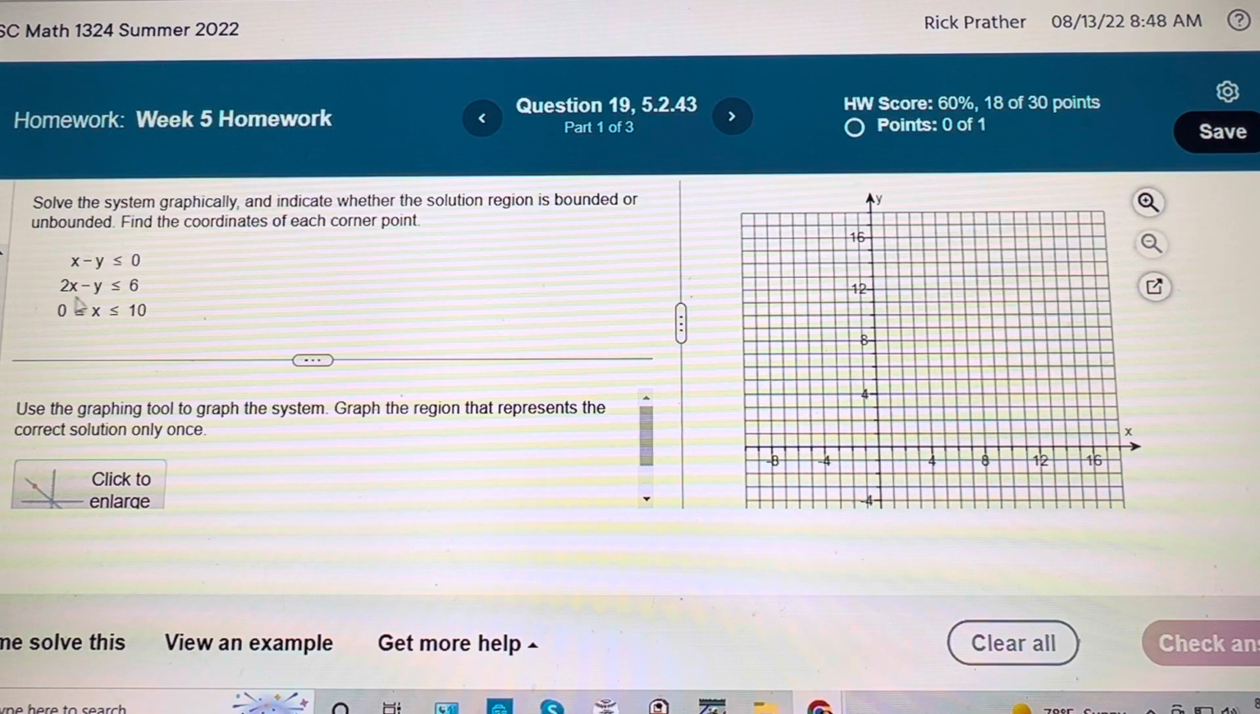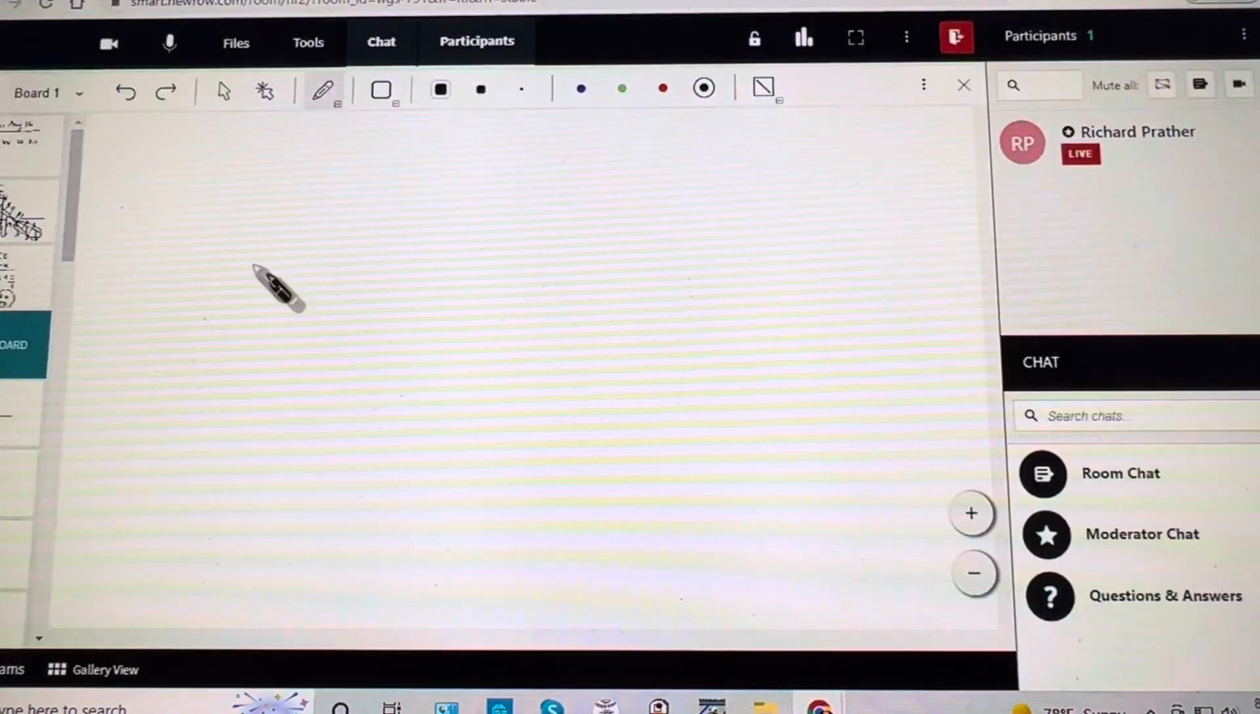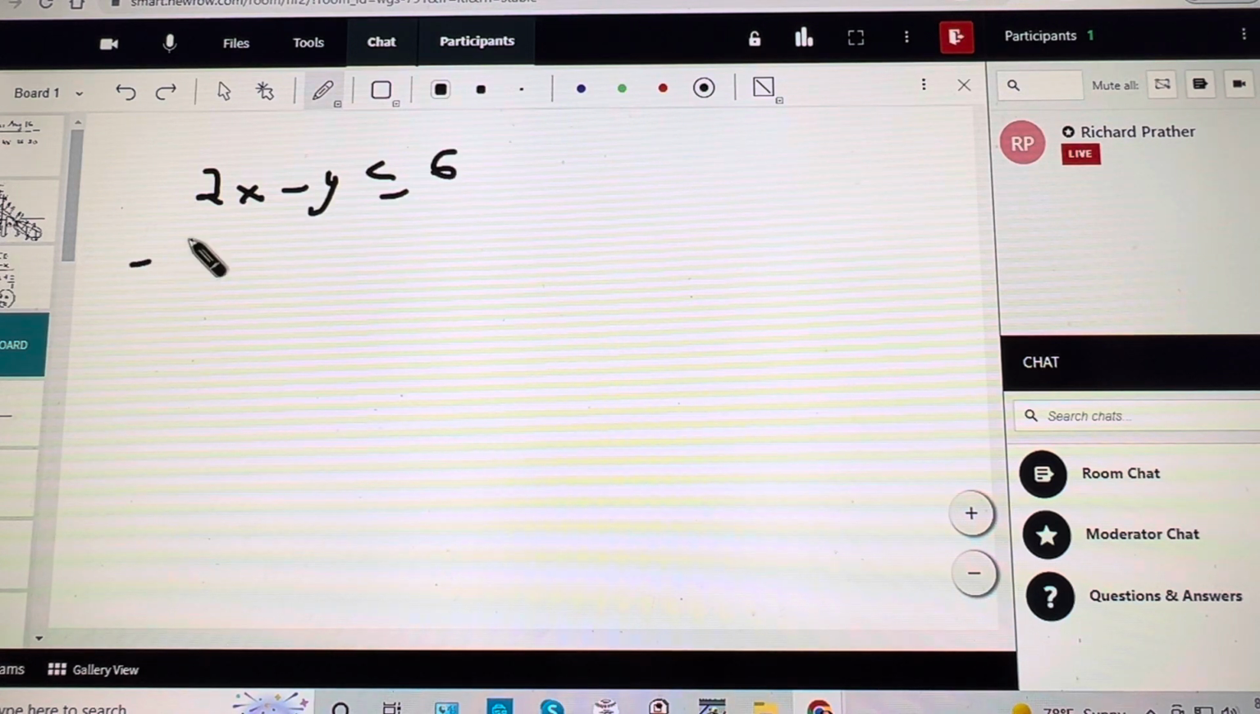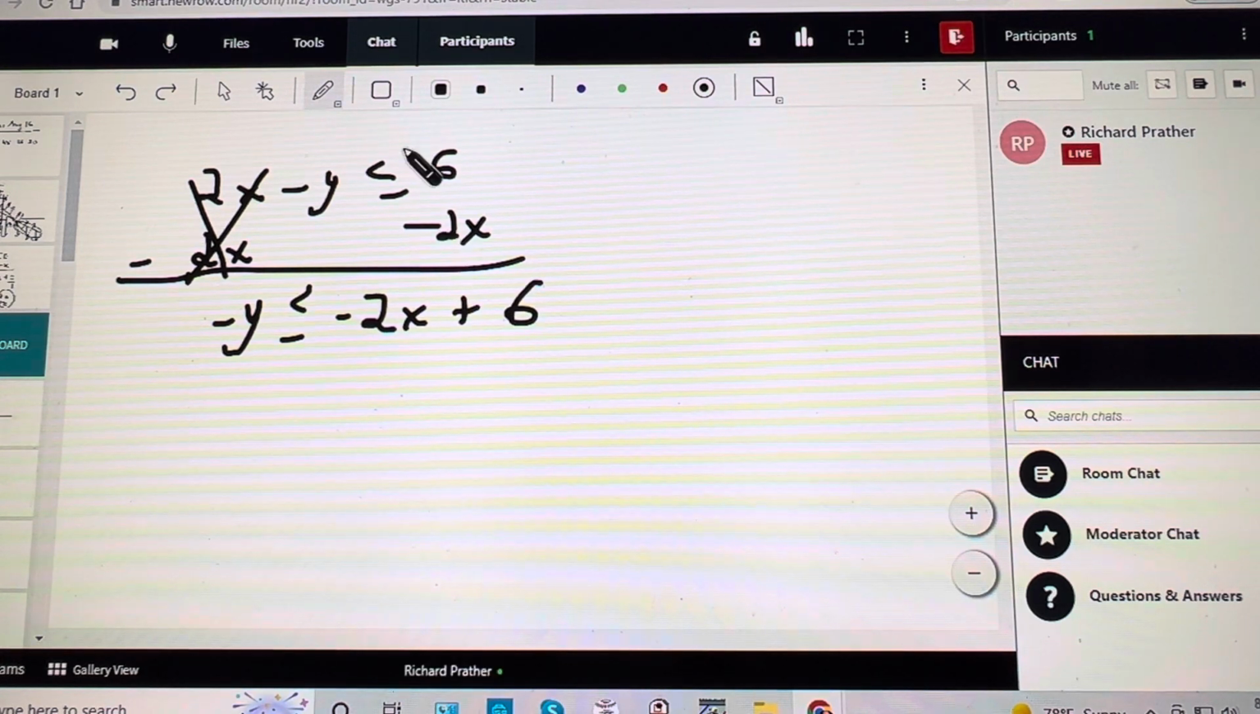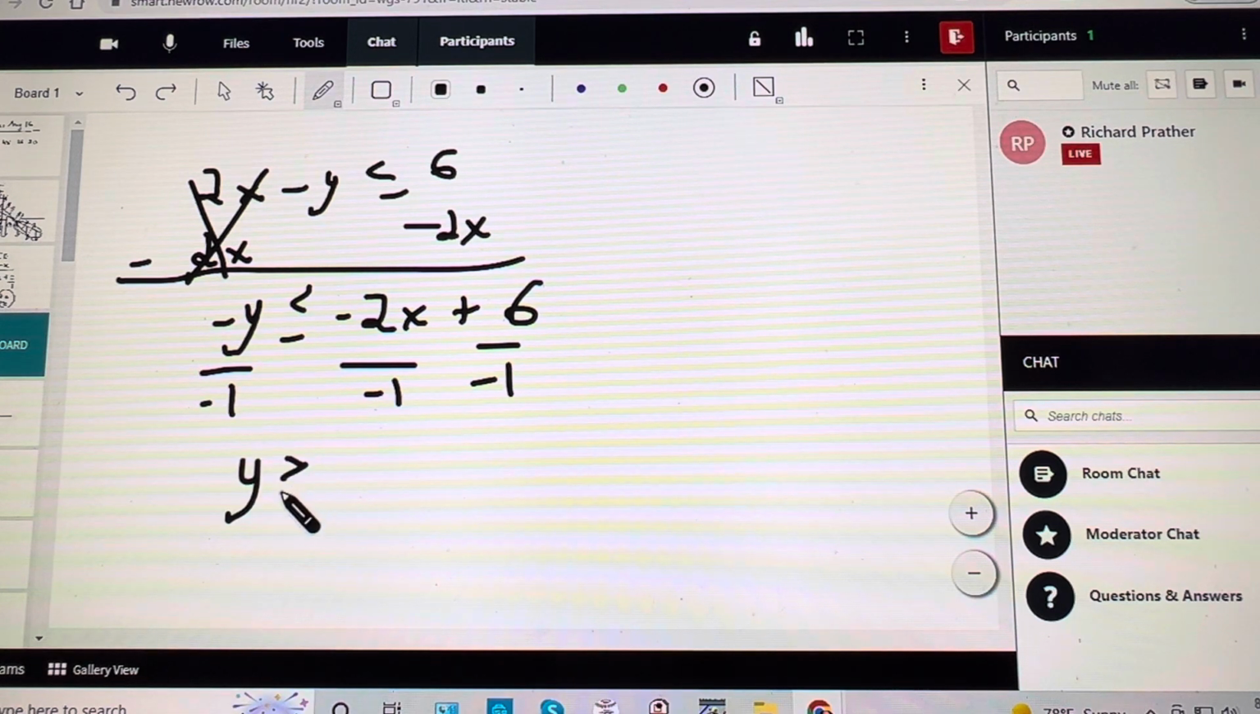The next one is 2x minus y is less than or equal to 6. Subtract 2x. I always put the x part first so that it'll line up with mx plus b, and the 2 is negative, the 6 is positive. Now divide by -1. I'm dividing by a negative. So now it's going to flip again to greater than or equal to. Negative 2x divided by -1 is positive 2x. And 6 divided by -1 is negative 6.